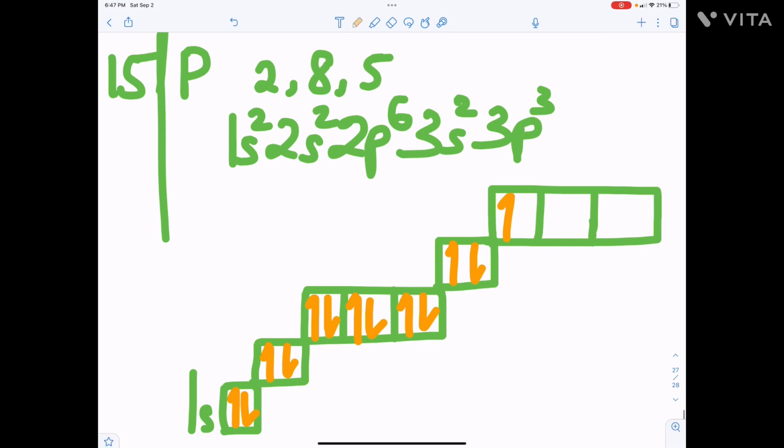Okay, 3p3. So 1, 2, let's draw it straight. 3p3. So that's how electrons are arranged in an atom of phosphorus.